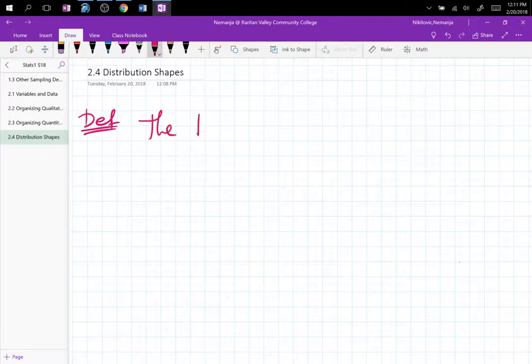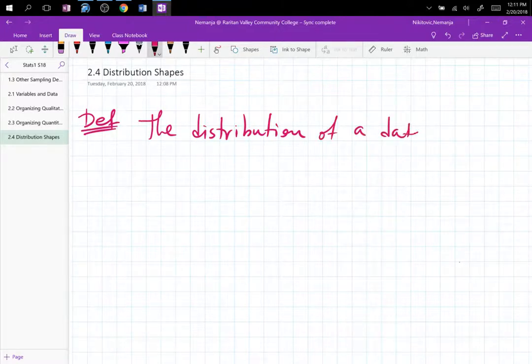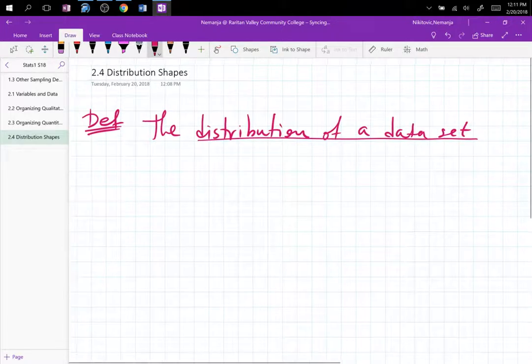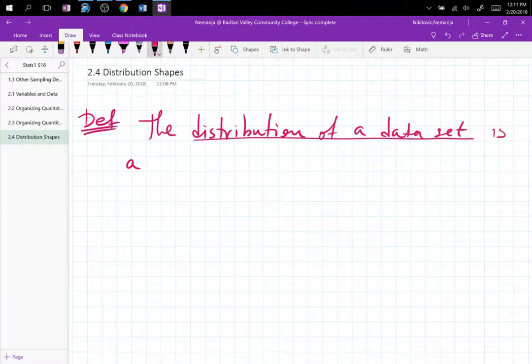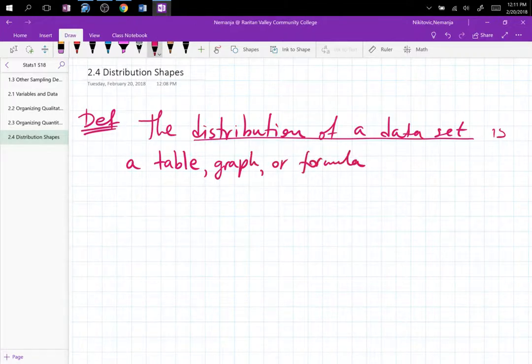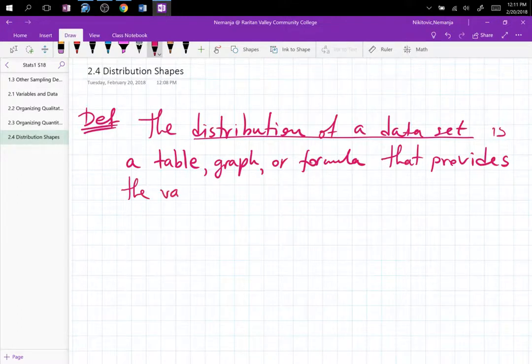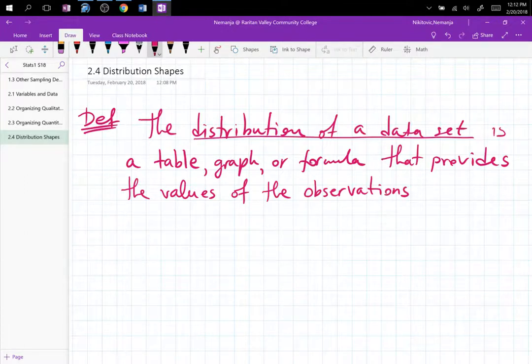The distribution of a data set is a table, graph, or formula that provides the values of the observation and how often they occur.